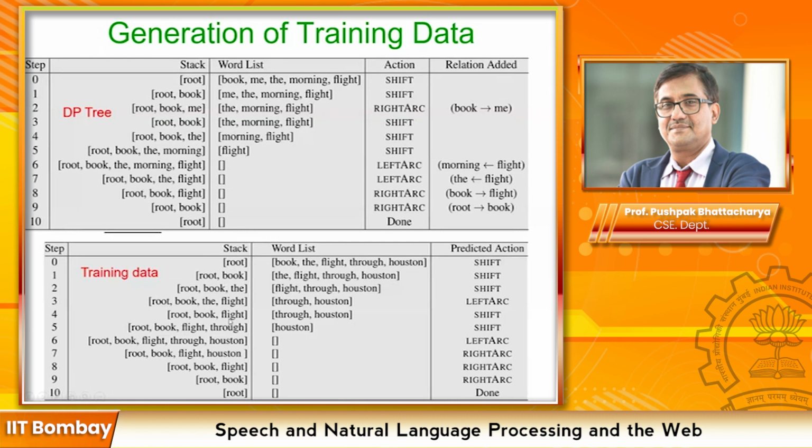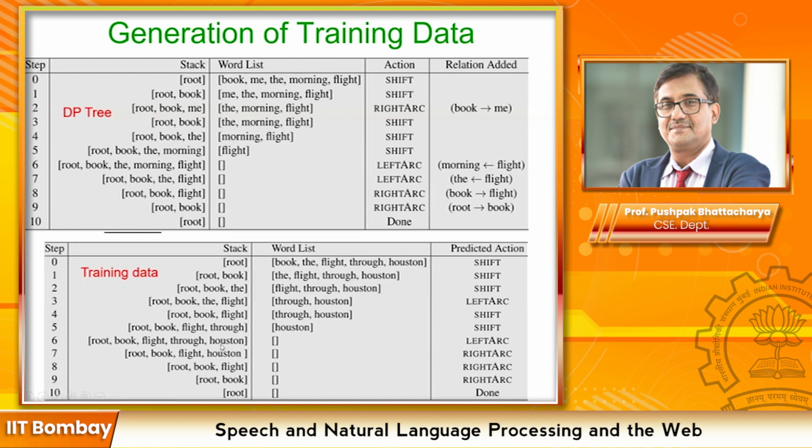So now between book and flight, I can do a right arcing, but that will take flight out of the stack. But in the dependency tree, I'm observing that there is a dependency relationship with flight through and for through and Houston. So I cannot do this. I cannot pop flight. So I shift more words into the stack. So through comes in. Now flight and through, I don't see any relation in the dependency tree. So I again have to shift. So I bring Houston onto the stack.